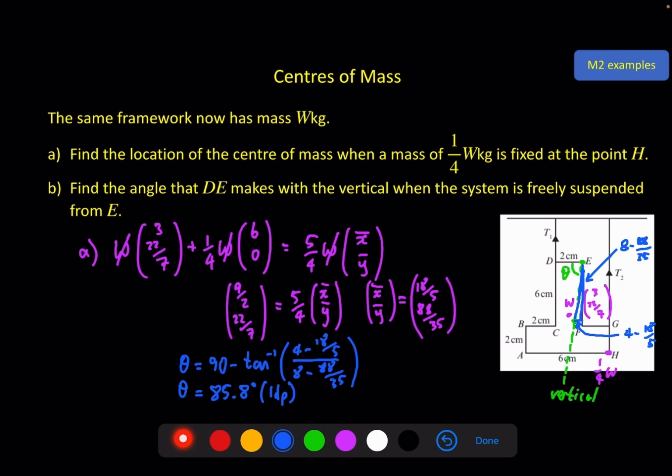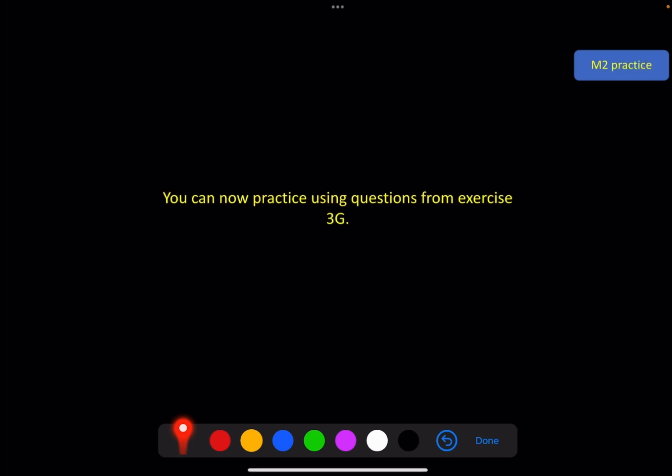So I hope you can see how similar it is with frameworks as it was with laminas. Just be careful you know which one you're working with. I also hope that is enough for you to have a go at questions from exercise 3G, and maybe I'll see you in the final video to look at some non-uniform laminas.